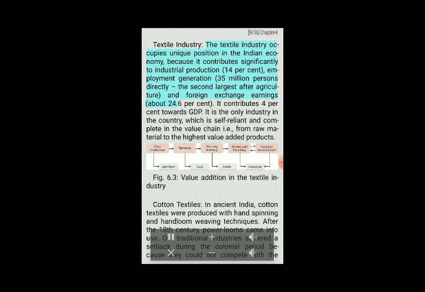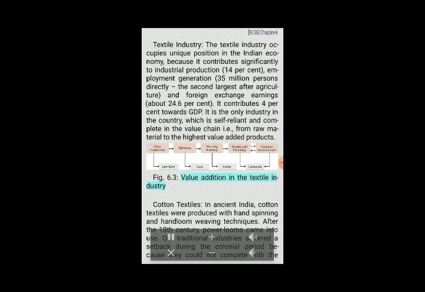Textile industry. The textile industry occupies a unique position in the Indian economy because it contributes significantly to industrial production, 14%, employment generation, 35 million persons directly, the second largest after agriculture, and foreign exchange earnings, about 24.6%. It contributes 4% towards GDP. It is the only industry in the country which is self-reliant and complete in the value chain, i.e. from raw material to the highest value-added products.